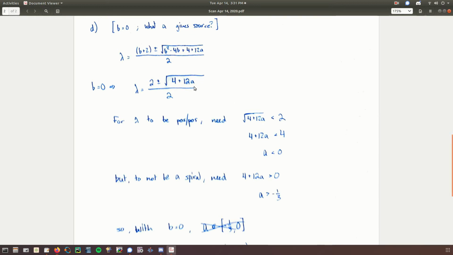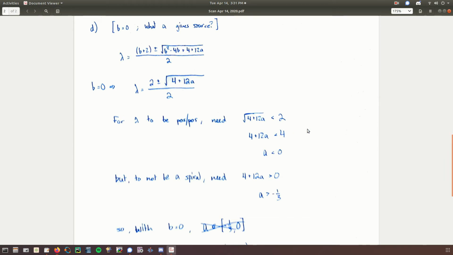And notice if we just plug in a equals 0 right here, we're right at our fringe case. If a equals 0, we get 2 plus or minus 2, which gives us 0 and 4. That's almost positive. That's 0 positive. Anything where a is less than 0, we will fall into the positive category.